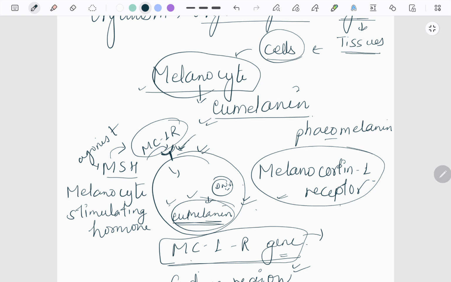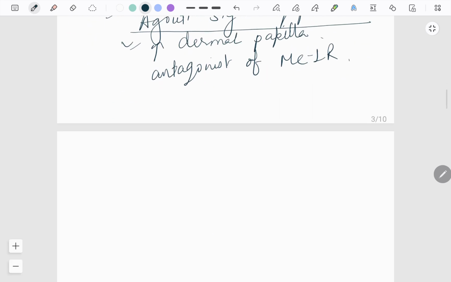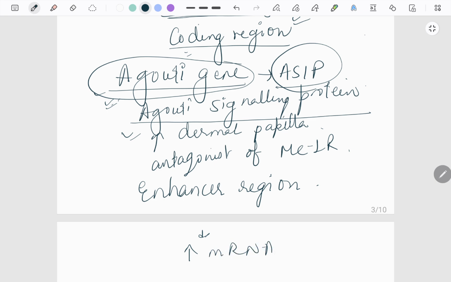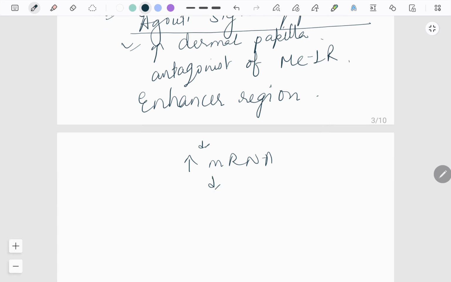Now in this beach mouse, already this receptor MC1R is defective, and on top of that, this agouti signaling protein is expressed too much because of a mutation in the agouti gene. So what mutation happened? Here the mutation did not happen in the coding region. It happened in the enhancer region of this agouti gene. Because of that, too much mRNA is produced. The protein ASIP produced is normal.